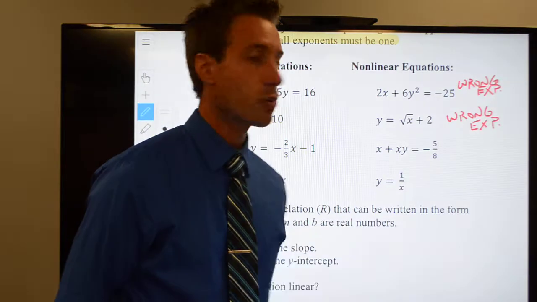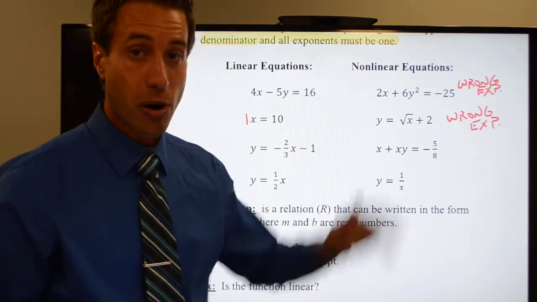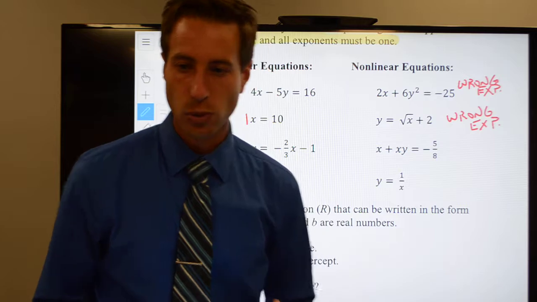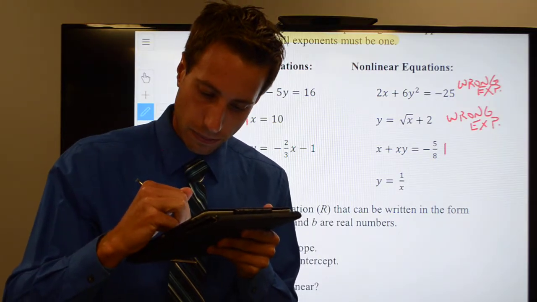The next one, what we see here, why is it not a linear function? Well, part of my definition says I can't multiply variables, and that's what I've got. So we have the multiplication of a variable.